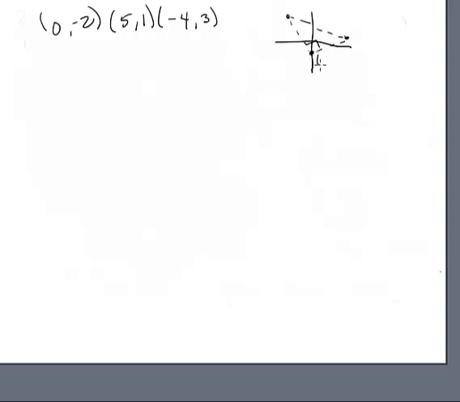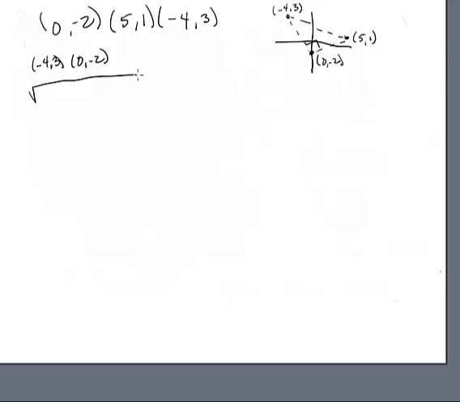Well, this point right here is (0, -2), and this one is (5, 1), and this one is (-4, 3). Okay, so I need to find the distance between this one and this one, this point and this point, and this one and this one, because a squared plus b squared has to equal c squared if this is a right triangle. So let's find this distance right here between (-4, 3) and (0, -2).